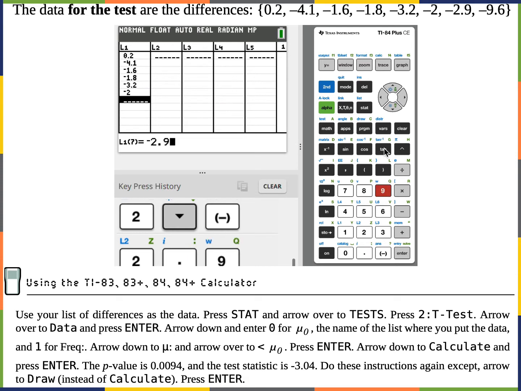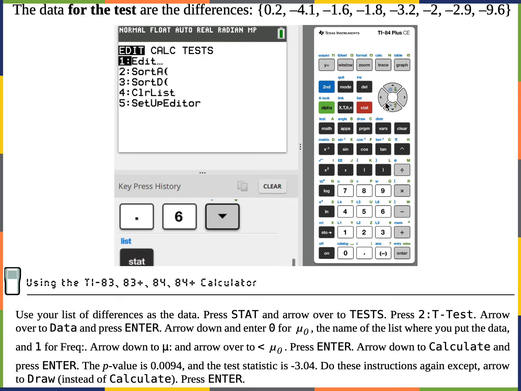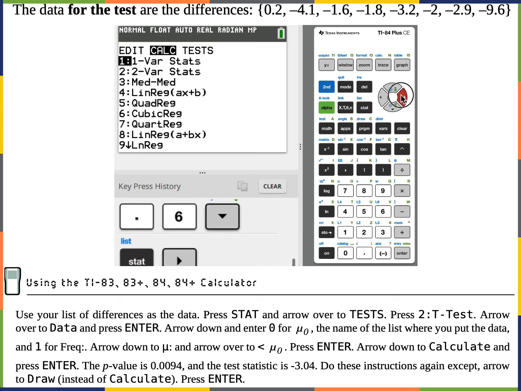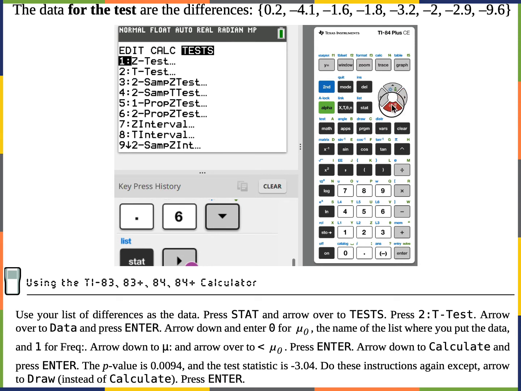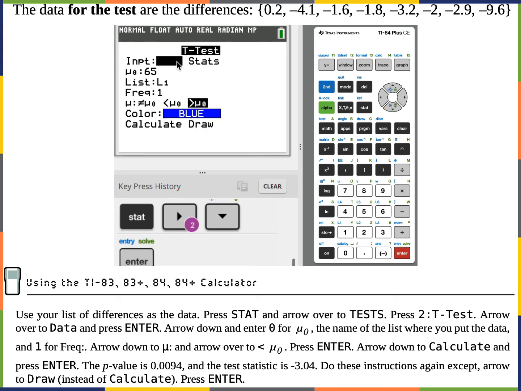Okay, so once you have all your data entered, that's all our data. It's not that much, not like other times when it was a lot of data. Then we're going to hit stat, go to tests, and do a simple t-test, because we took the differences and those differences are our data.